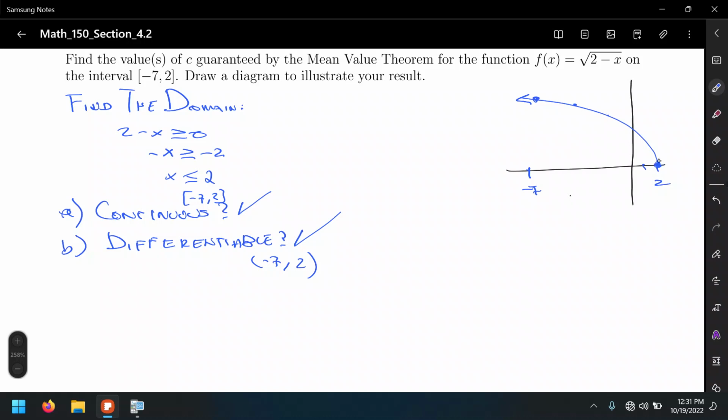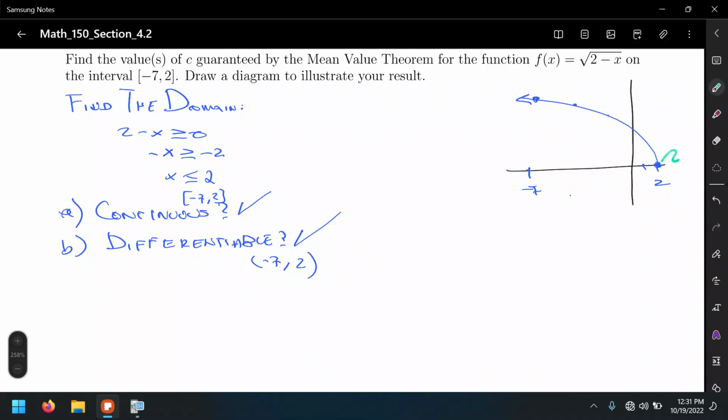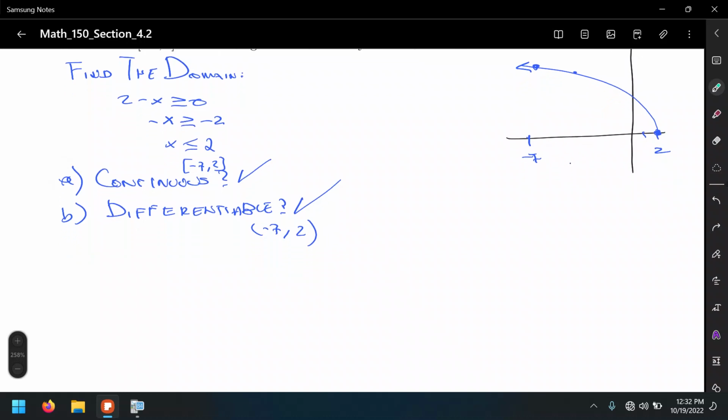But what about at the edge right here? Did you notice something weird here? At the edge, we have this possibility, infinitely many possibilities. So for this reason, we need to check for differentiability in the open interval, that is from -7 to 2, but excluding the endpoints, right? Only all the points before the upper bound and after the lower bound.